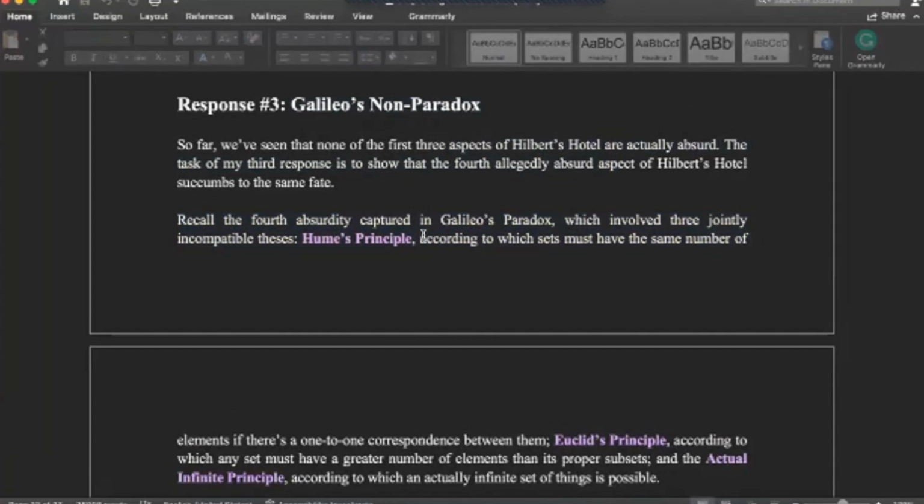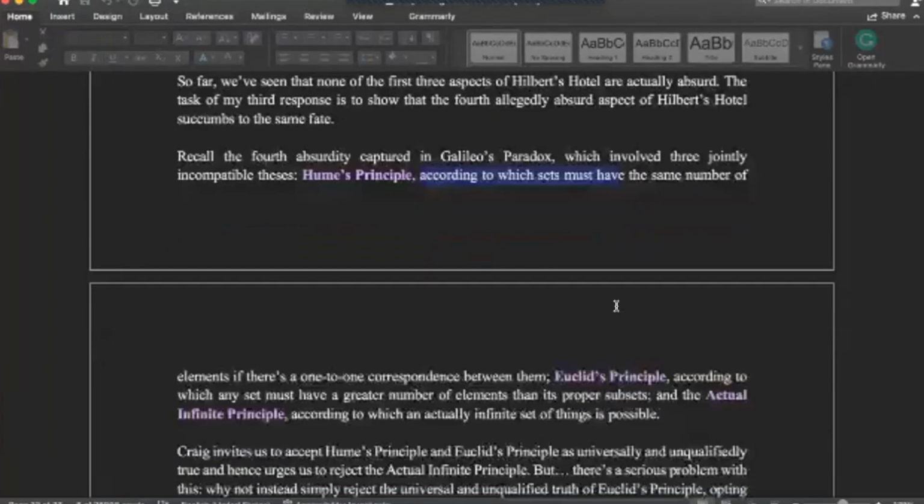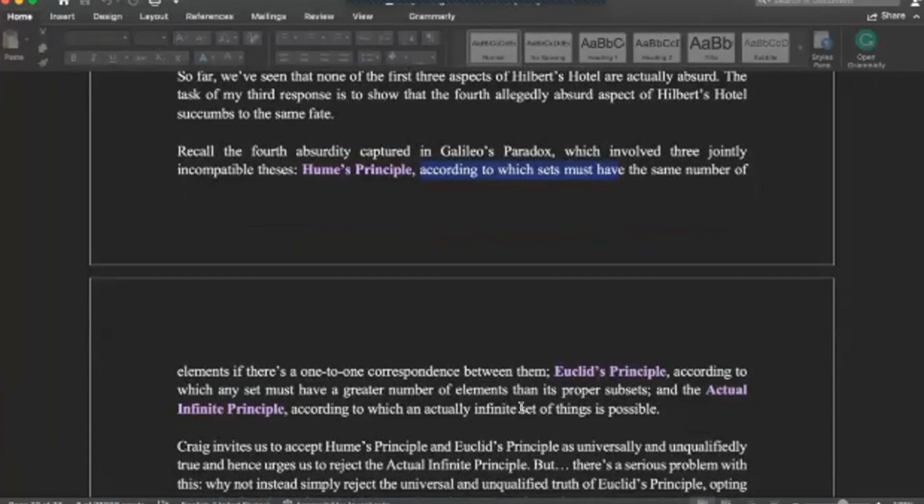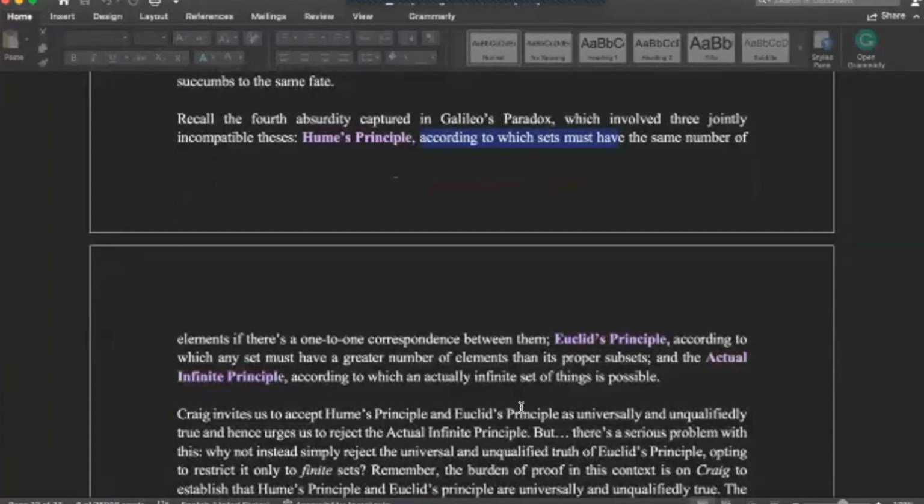Hume's principle, according to which sets must have the same number of elements if there's a one-to-one correspondence between them. Euclid's principle, according to which any set must have a greater number of elements than its proper subsets. And the actual infinite principle, according to which an actually infinite set of things is possible. Possible. I don't know why I said it like that. Possible. There we go. Possible.